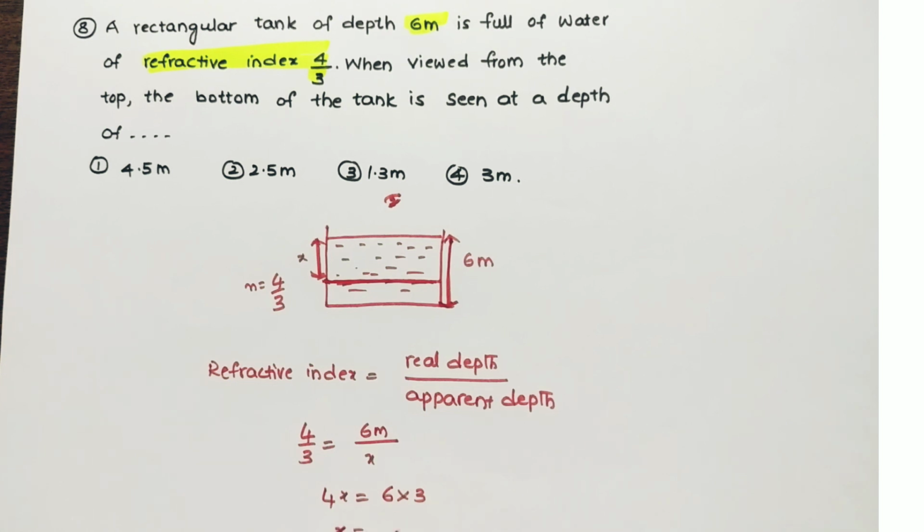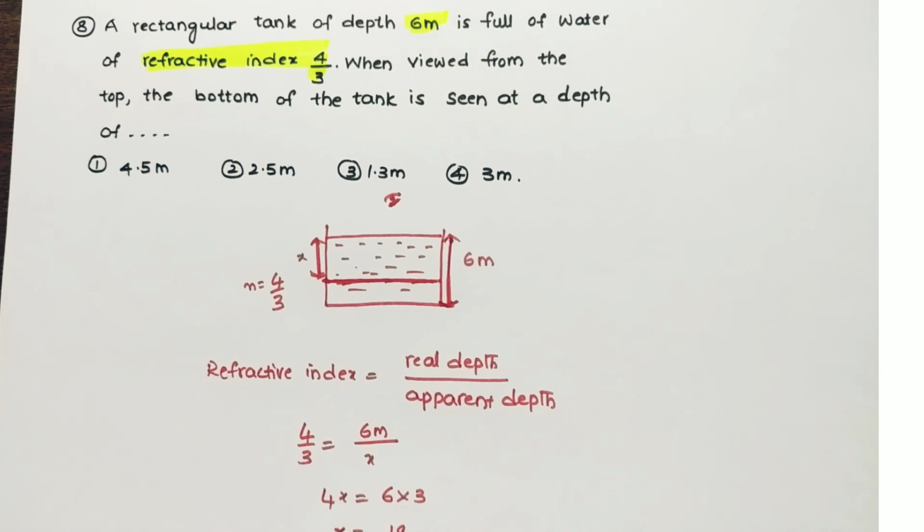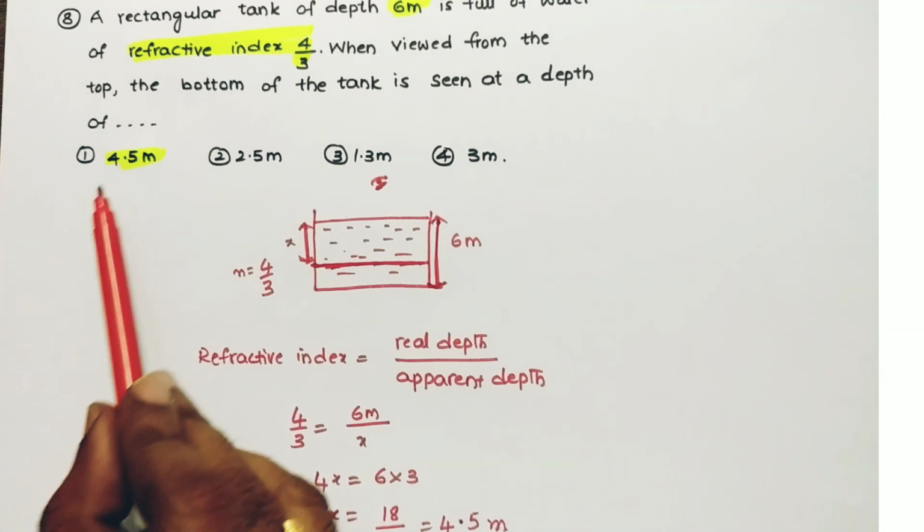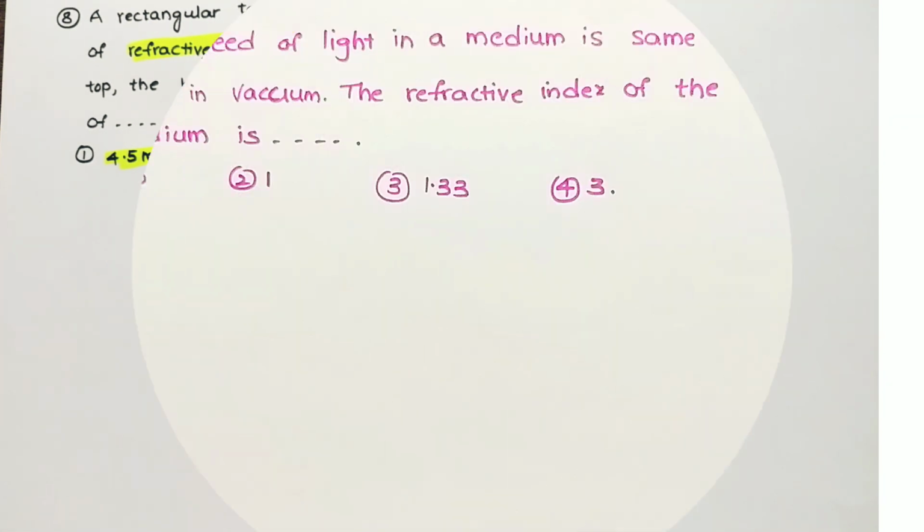So upon cross multiplication we get 4x is equal to 6 into 3. So x is equal to 18/4, 4.5 meters. This is the answer. So the answer is the first option, 4.5 meters.